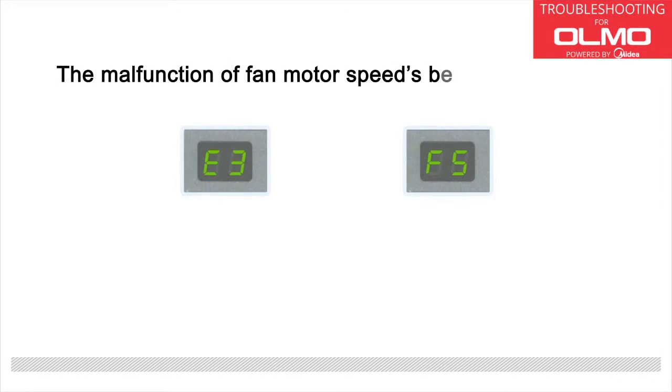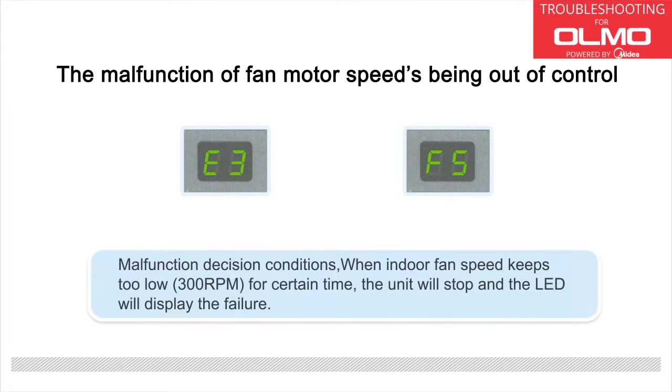When the display board of the indoor unit displays E3 or F5, that indicates the malfunction of fan motor speed being out of control. Malfunction decision conditions: when the indoor fan speed stays too low, at 300 RPM, for a certain time, the unit will stop and the LED will display the failure.